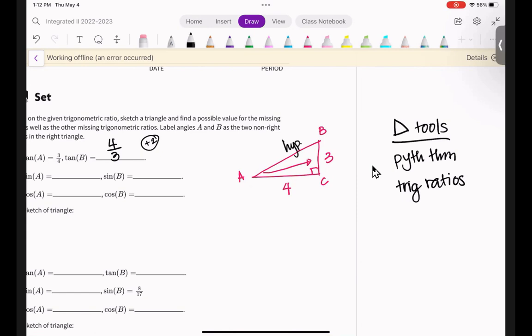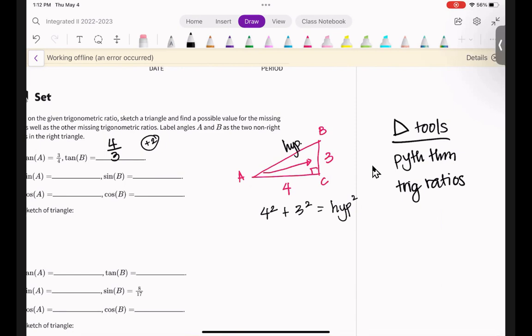Yeah, it's going to be the Pythagorean theorem in this case. The reason why it's the Pythagorean theorem is because look at your Pythagorean theorem. It says leg squared, which is 4 squared, plus leg squared, which is 3 squared, equals your hypotenuse squared. You see how that equation only has one unknown?